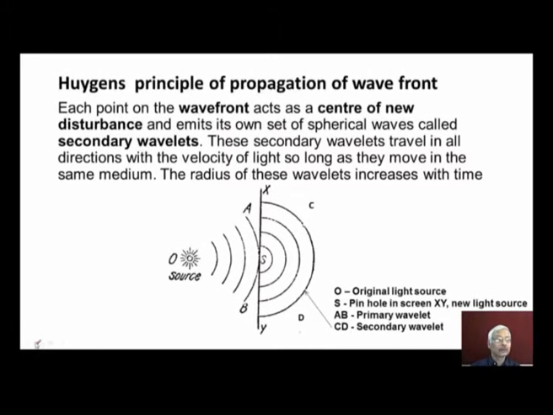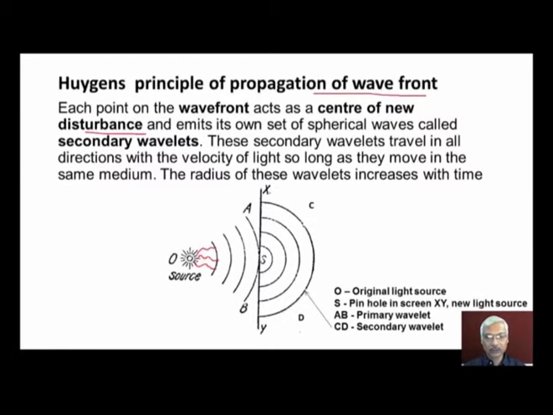Now let us try to understand Huygens' principle of propagation of wavefront. Now each point on the wavefront, you can see here we have a point source and we are getting the waves. They move like this in all directions with the same velocity. This is one wavefront, this is another wavefront, and the radius of this wavefront is changing with time, and here we have a wavefront AB. Now each point on the wavefront acts as a center of new disturbance.